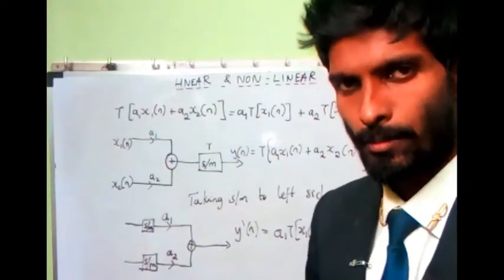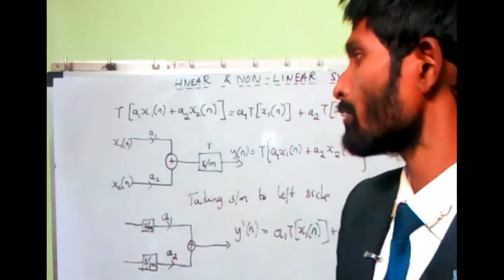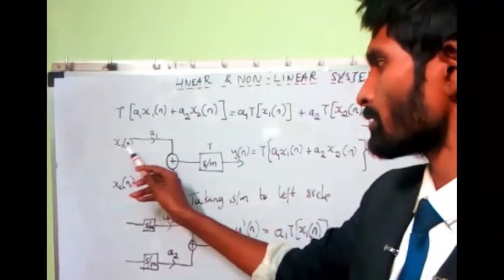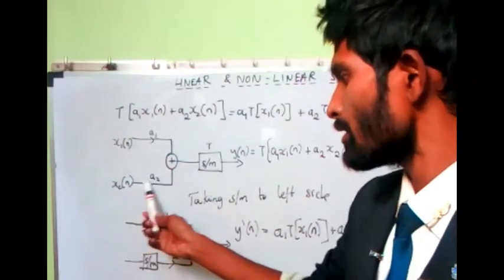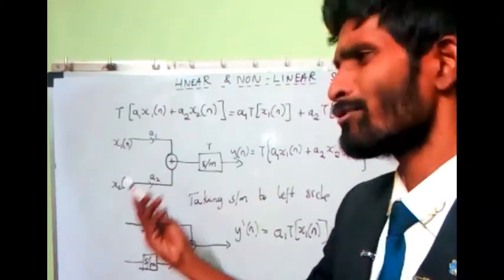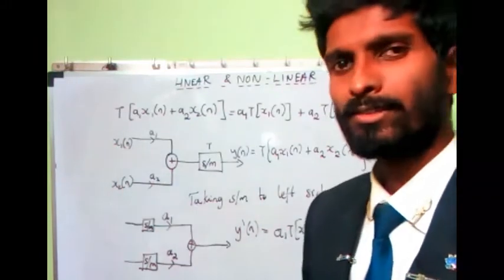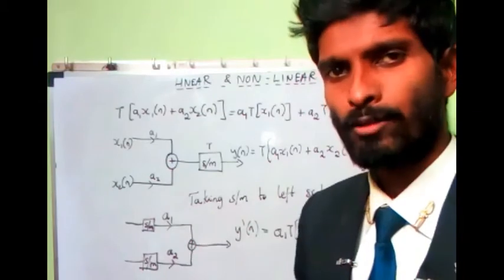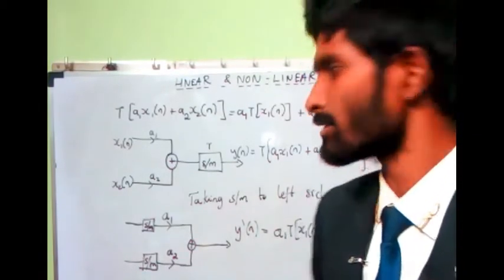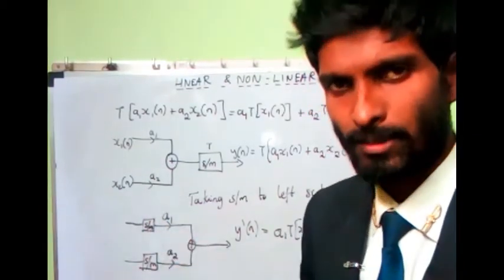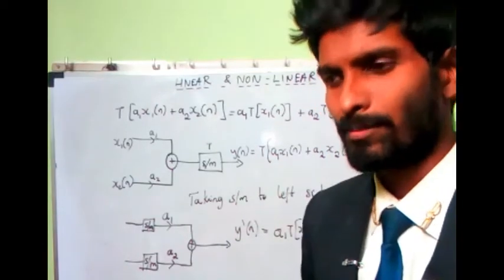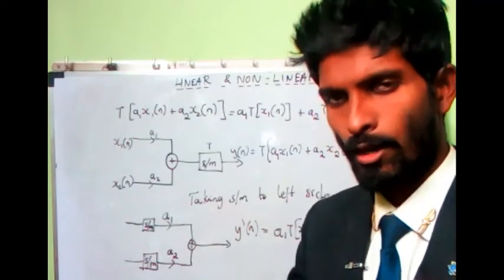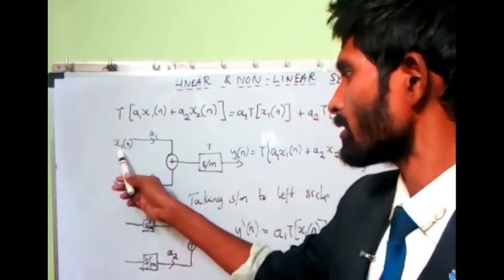Now let us go to the linear function. To represent it, you take this and draw it in the form of a diagram. x1 is multiplied by a1 and x2 is multiplied by a2. For example, x1 is house number 1 and x2 is house number 2. a1 represents the constant, the number of plug points in house 1, and a2 is the number of plug points of house number 2. The constant can be multiplied with the houses, the household appliances, so we just multiply these.